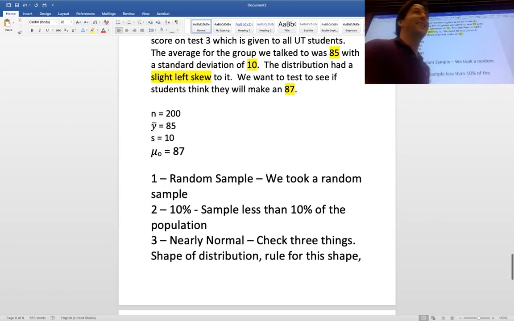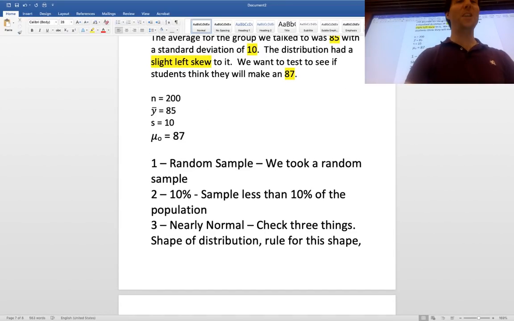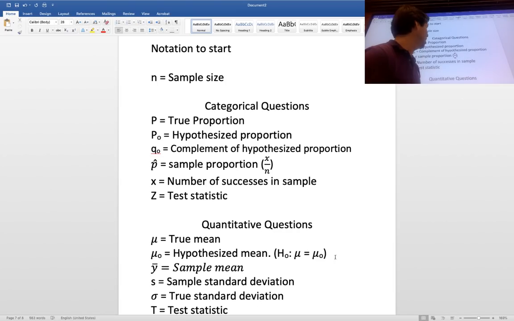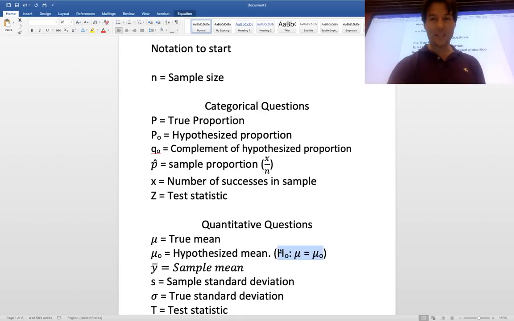When it comes to the null and the alternative, let's write that. To write the null, when we write it in statistical notation, it always has the equal sign. Null always has that equal sign.